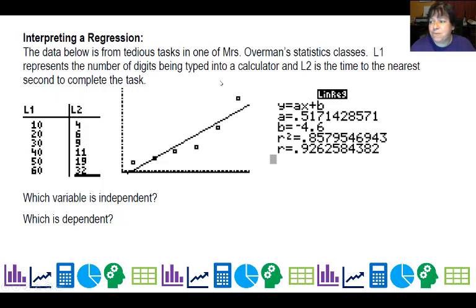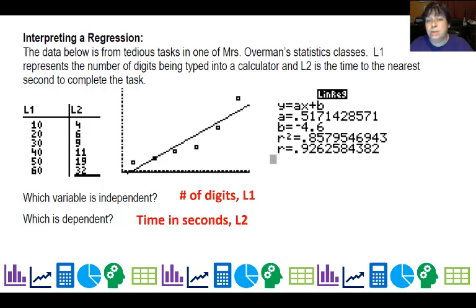This is an example from one of my classes. The data below shows list 1 is the number of digits, list 2 is the time. Which variable is independent? You should be able to tell me which variable is independent and which one's dependent. The number of digits, or list 1. Which is dependent? Well, the time depends on the number of digits.